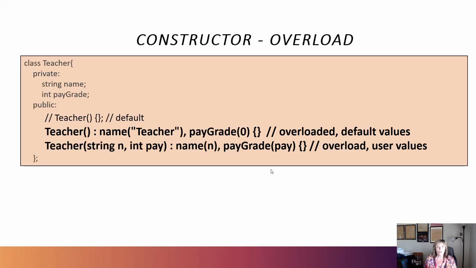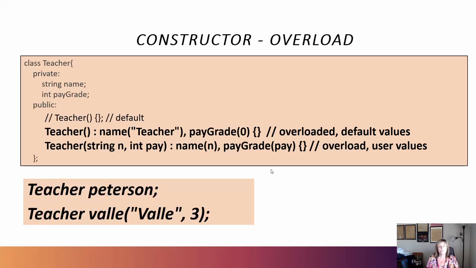Now we can also overload constructors just like we can overload any of the other functions. And here's an example using an initializer list. The first one is going to instantiate teacher with some default values with a name and a pay grade. The second overloaded constructor is going to overload it with some user provided values, once again using an initializer list. And this is what it might look like to instantiate an object with those overloaded constructors. So we're going to have a Peterson object, and then we're going to have a Valle object where we're going to give it some default values for the instance variables.